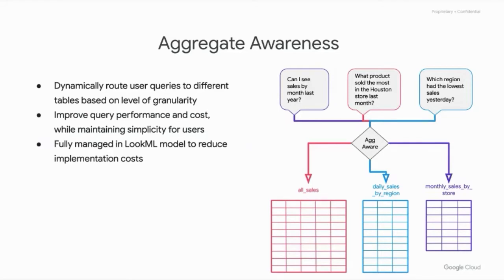Aggregate awareness solves this by dynamically taking a question that a user is trying to ask and routing that to a different table depending upon the level of granularity required to answer the question. So, for example, if someone says, "Can I see sales by month over the last year?" we know that the aggregated table that has monthly values for sales can be used in purple there.